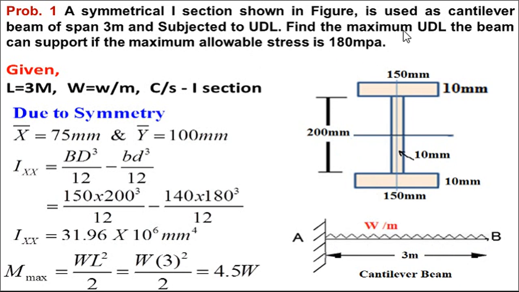What you have to calculate? Find the maximum UDL the beam can carry. Means here W per meter is missing, that you have to calculate. And what is given in the problem? The span is given and the allowable stress is given, that is, sigma is given as 180 MPa.